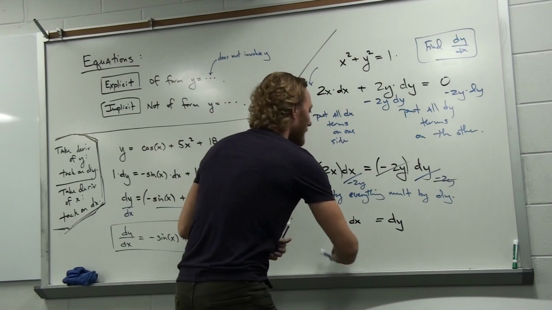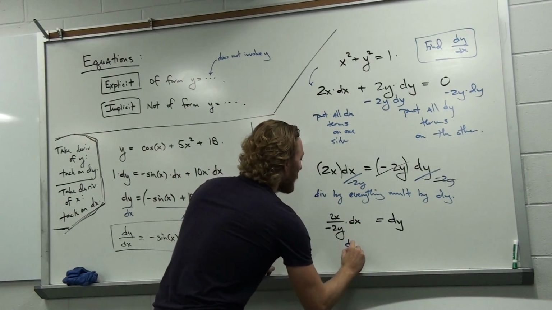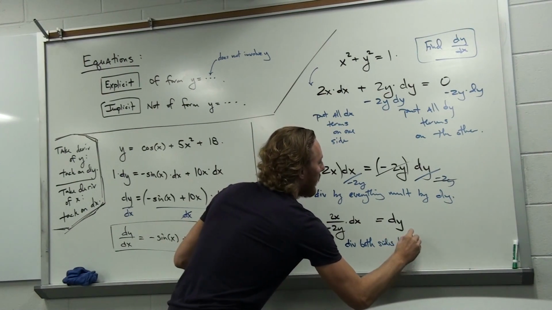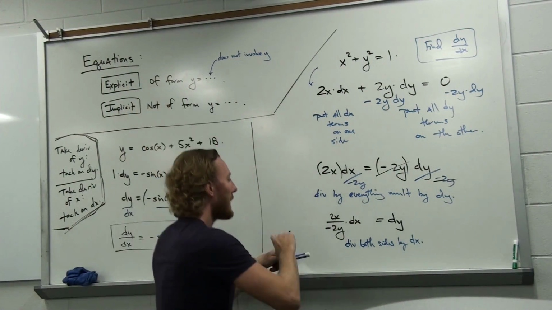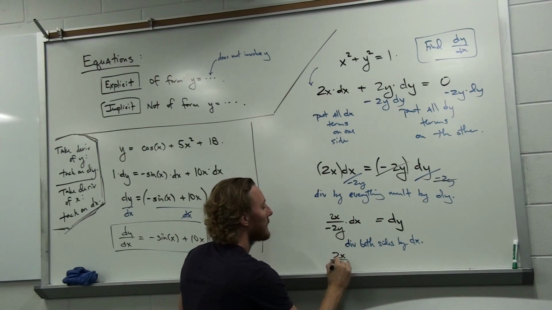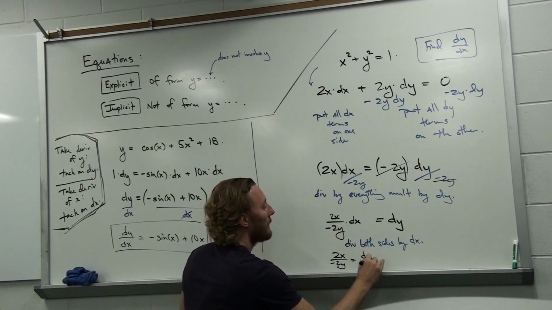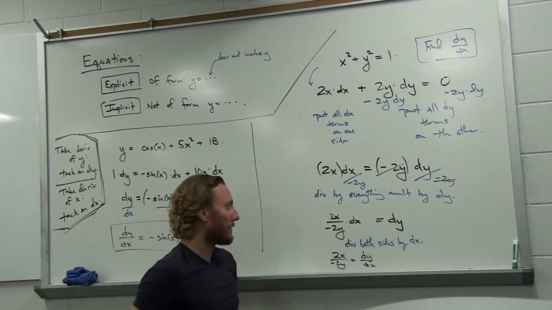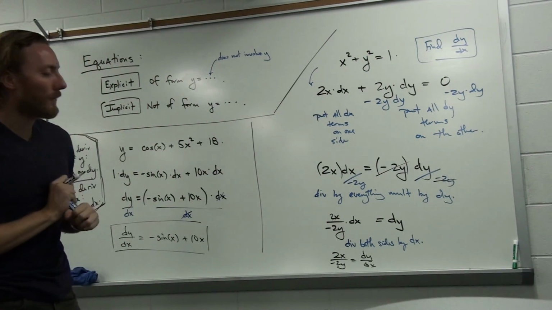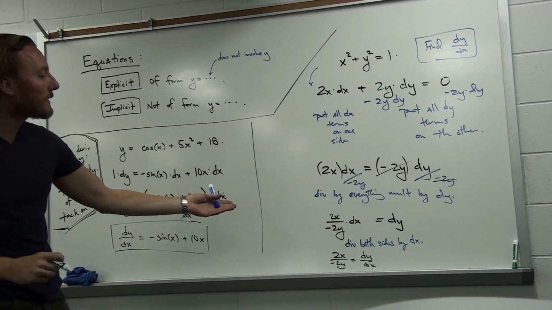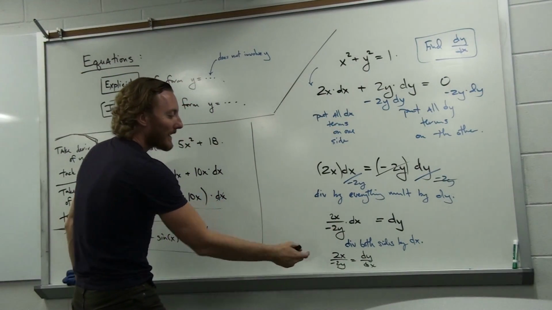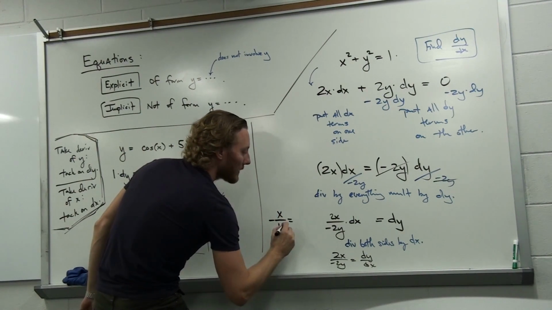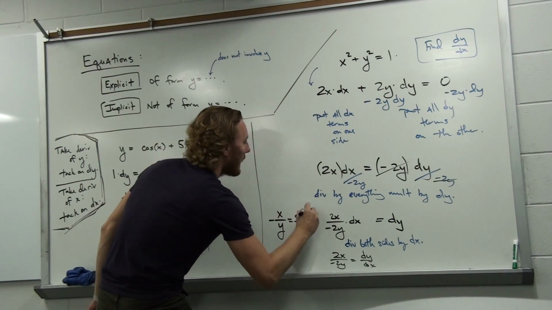Now we need to get the dx in the denominator, so what we'll do now is divide both sides by dx. And if you divide both sides by dx, you'll get 2x over minus 2y equals dy over dx. When you divide the left side by dx, the dx drops off. When you divide the right side by dx, you get the dy over dx you were after. I suppose we could simplify this very nicely because there's a factor of 2 in numerator and denominator. So to be very specific, negative x over y is dy over dx.